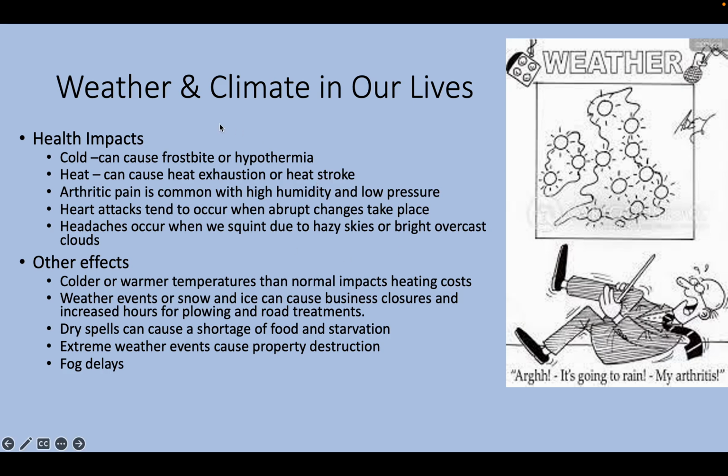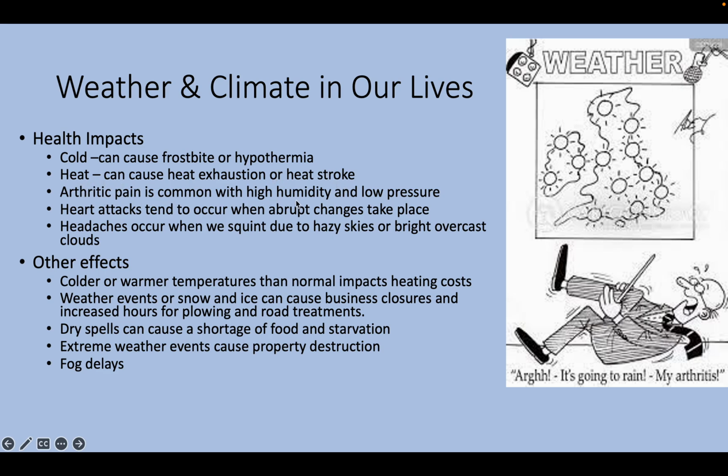Okay, other impacts. Health impacts of weather and climate. Cold can cause frostbite or hypothermia, depending on what conditions you have. Hypothermia can just be your body temperature getting too low. Hypo means low. And frostbite, if you have your fingers or toes exposed to the cold, even your nose, you could get frostbite on each of those places. Heat can cause heat exhaustion or heat stroke.